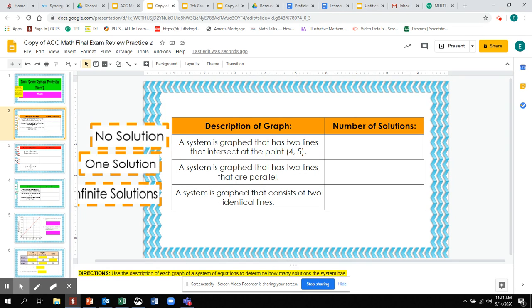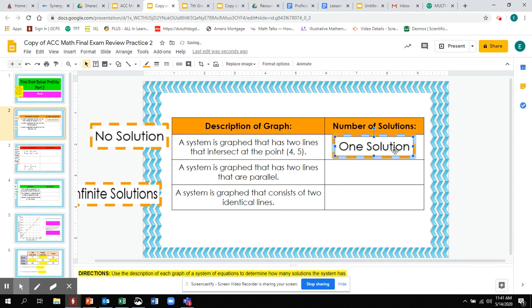So for this, we want to find how many solutions each system of equations has. So if we have a graph, and when we graph it, we have two lines and they intersect at the point (4, 5). Since that's the only point that they intersect, we're going to say that this has one solution, and that solution would be (4, 5).